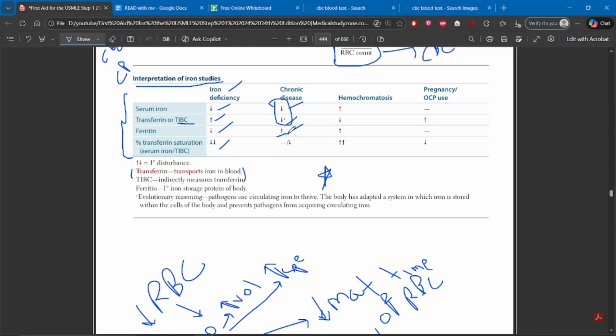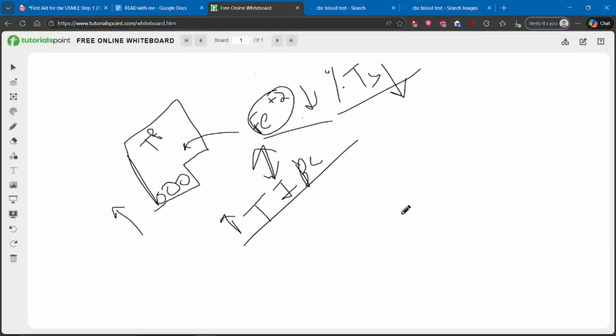So if I could just tell you that the stored form comprises basically two levels. One of them is stored in the transferrin molecule, bound to the transferrin molecule, and one of them is stored as a ferritin molecule.